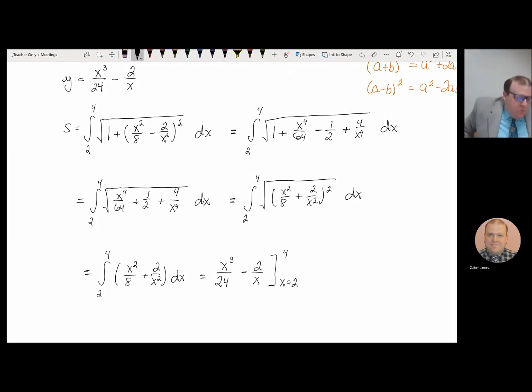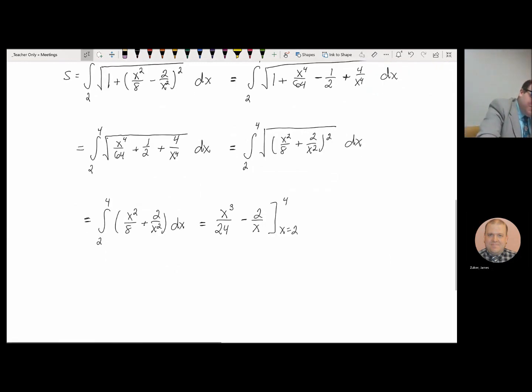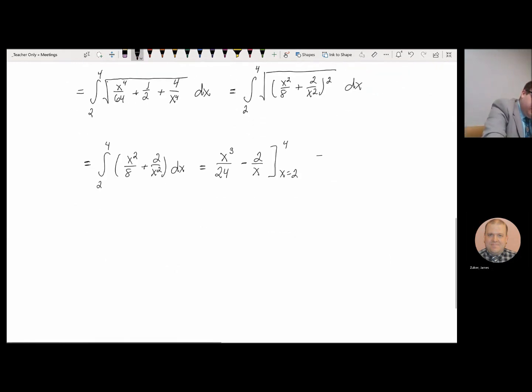Right, that from 2 to 4. Four cubed. Oh, without even doing 4 cubed. 4 cubed over 24 is going to be what? 4 squared over 6? So that's 36 over 6, which is, I'm sorry, 16 over 6. 4 squared is 16. 16 over 6, which is what, 8 over 3?